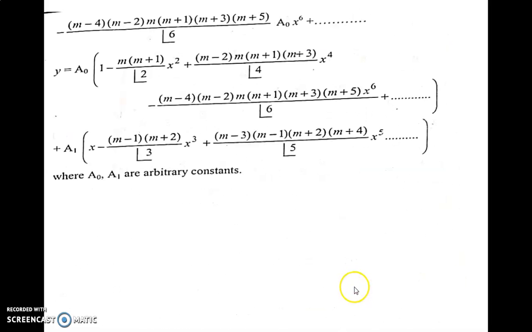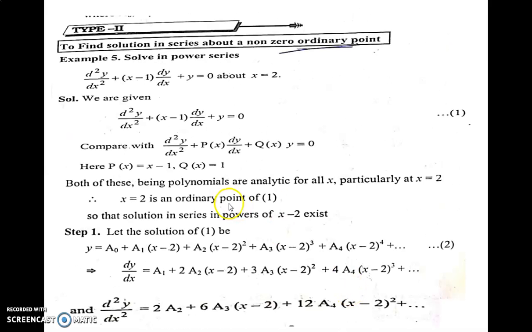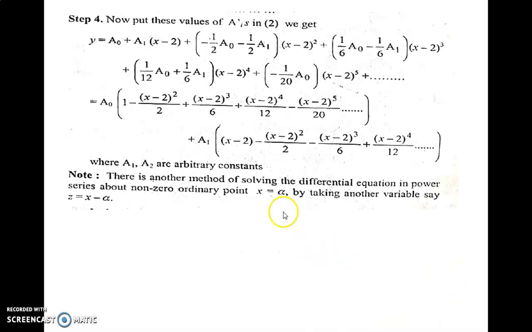It is very easy. Firstly, you have to find that 2 is an ordinary point. After that, do the same as you have done in the ordinary point case. There is some note. There is another method of solving the differential equation in power series about a non-zero ordinary point x equals alpha by taking another variable, say z. You can take x minus 2 as t. Then it is easy for you.